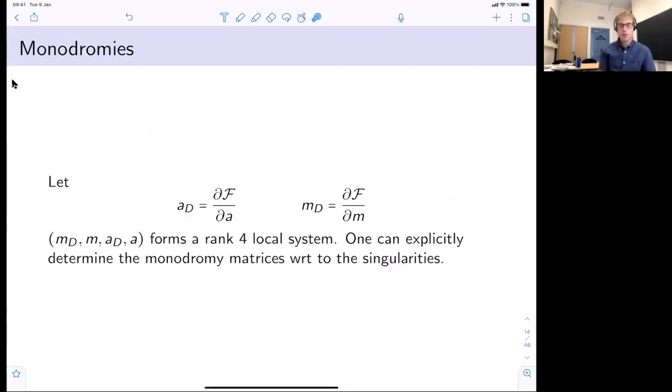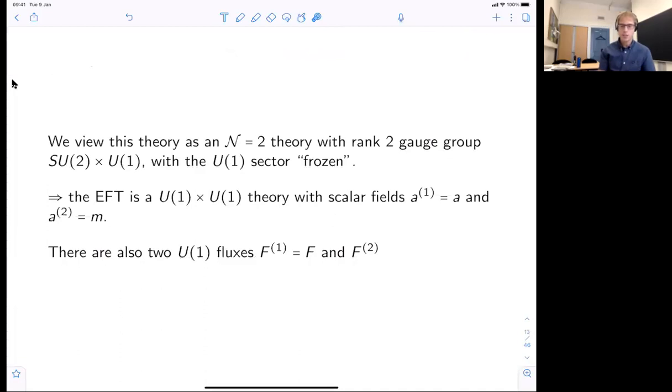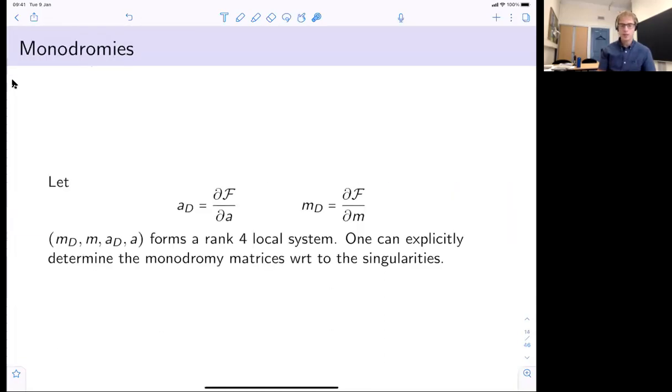which comes with the dual photon. So if you would make an electric magnetic duality transformation, then this field strength F would go to its dual field strength. And then the scalar field which would come with that field strength is AD. And in terms of the prepotential and the original A, it is just given by dF/dA. We can do this for the other observables. So there's also a dual mass MD, which is then dF/dM.